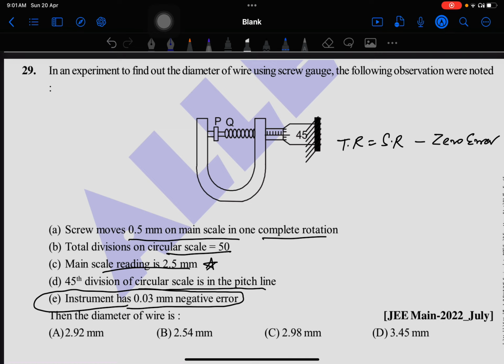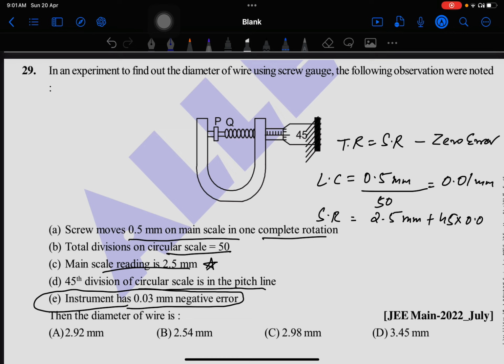So for the shown reading, we need some pitch data and the least count data. The least count over here is nothing but pitch, which is 0.5 millimeters divided by the total CSD, 50. So you should be getting 0.01 mm. Therefore, the shown reading is the MSR, 2.5, plus the coinciding division, the 45th, into least count 0.01.